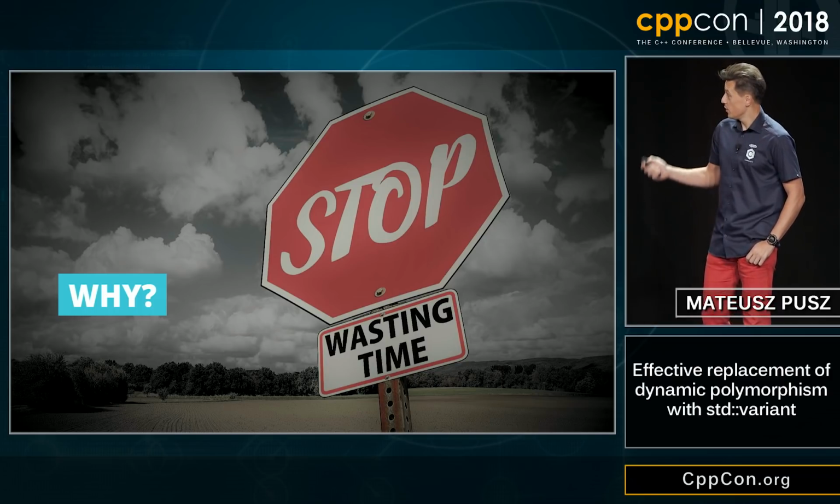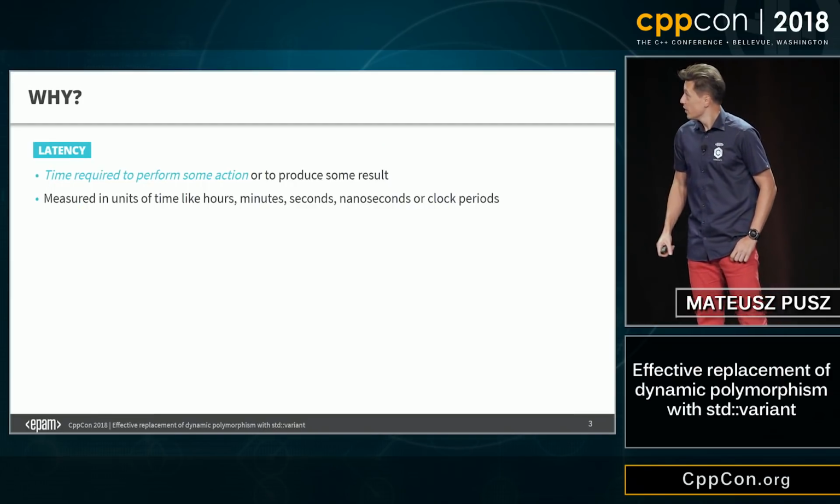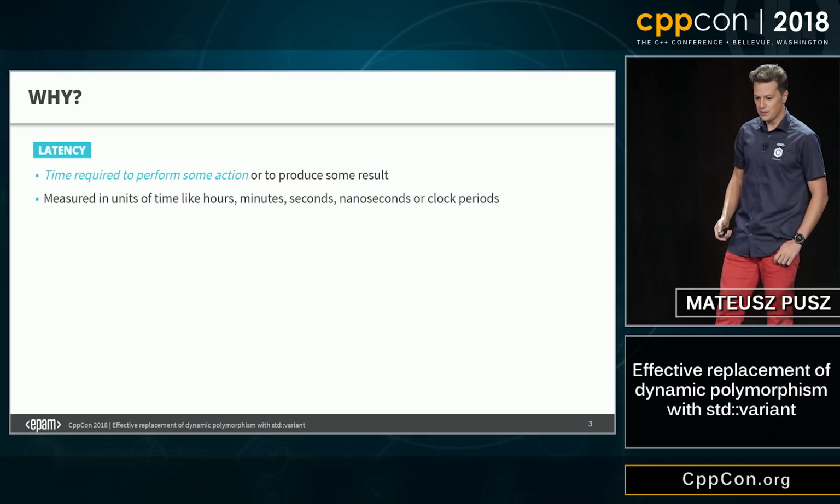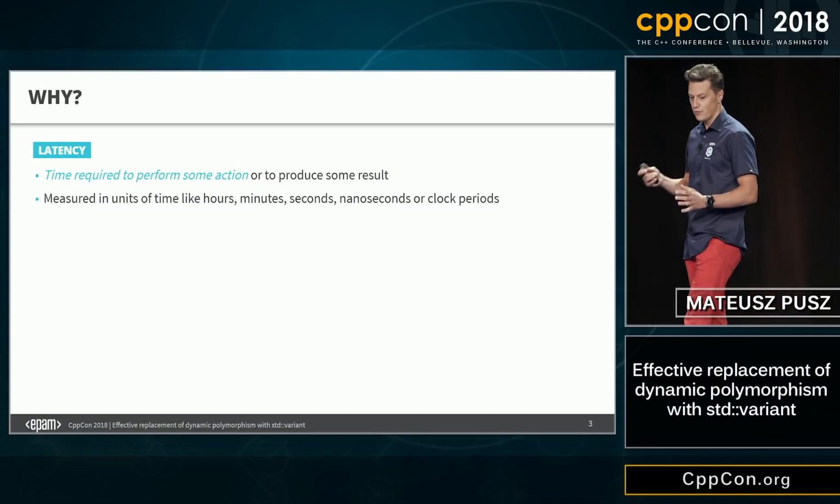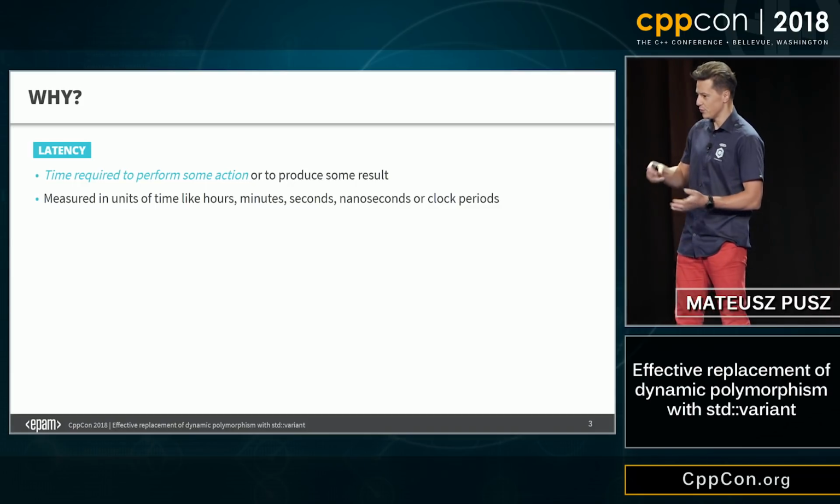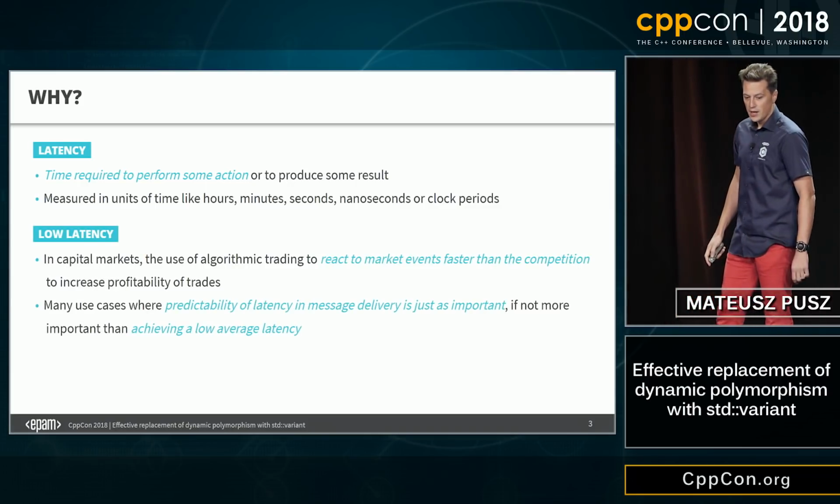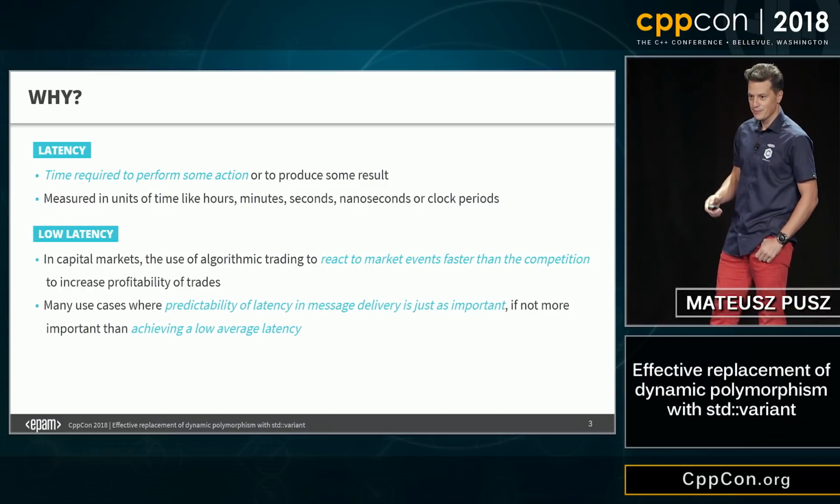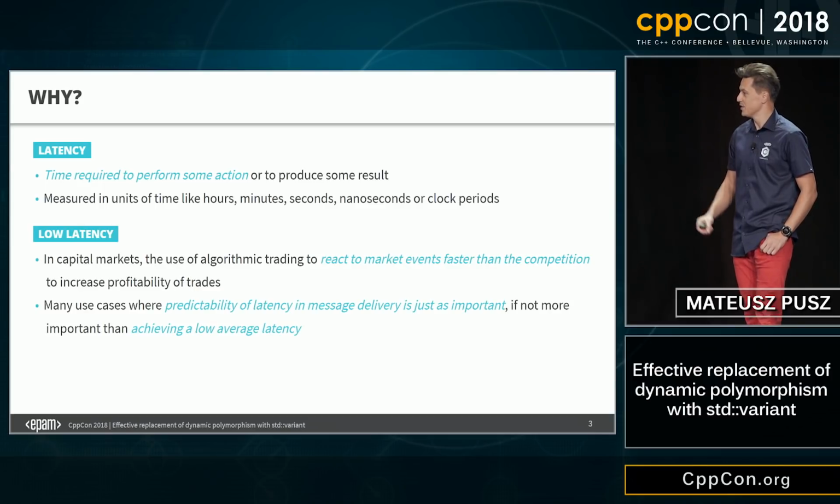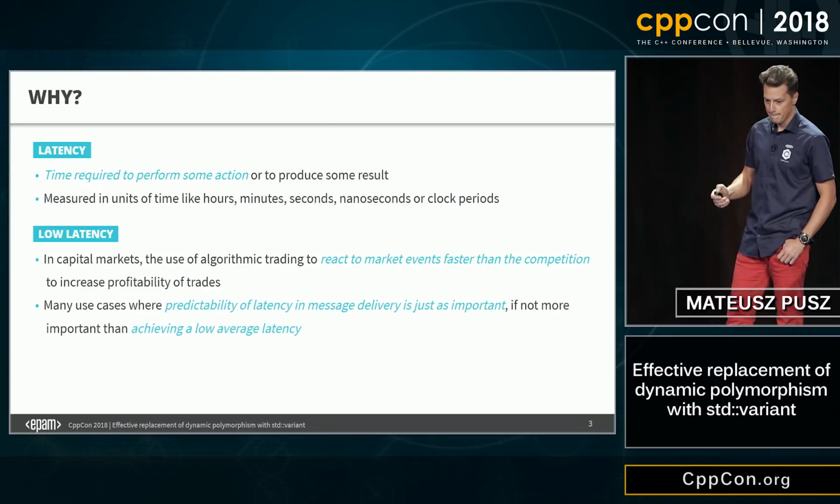First, why I care about it. As I said, I'm working in the low latency domain. Latency basically is the time required to perform some action from the start to the end of it. And in low latency, we try to be faster than the competition. This is what we do. This is basically how this market gains money.